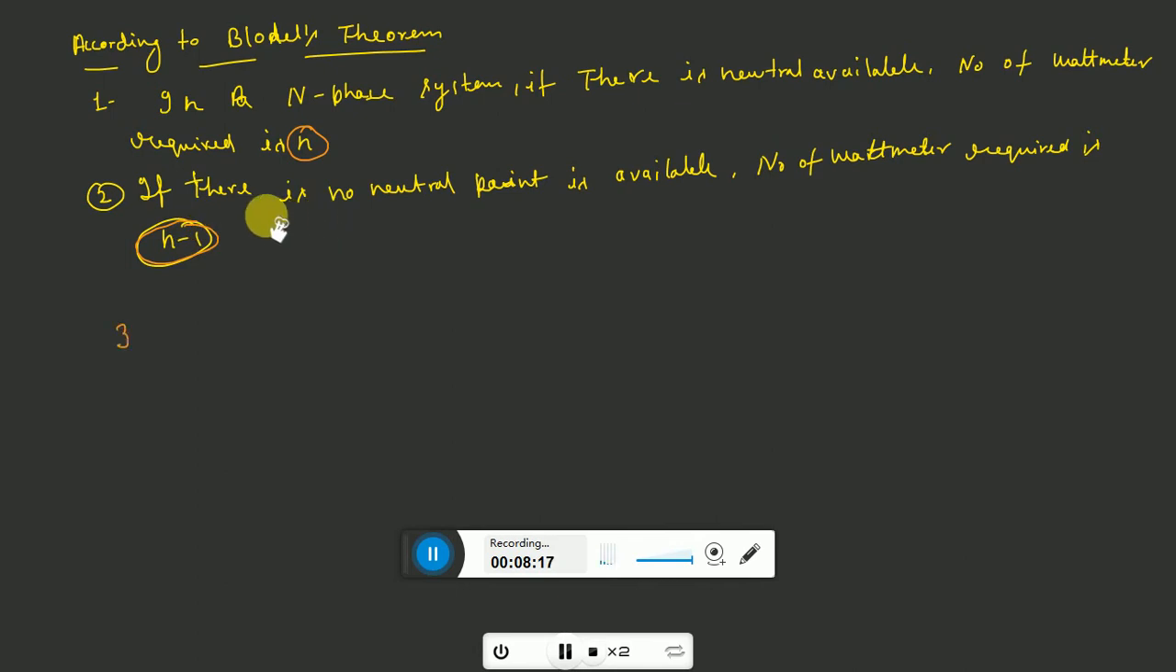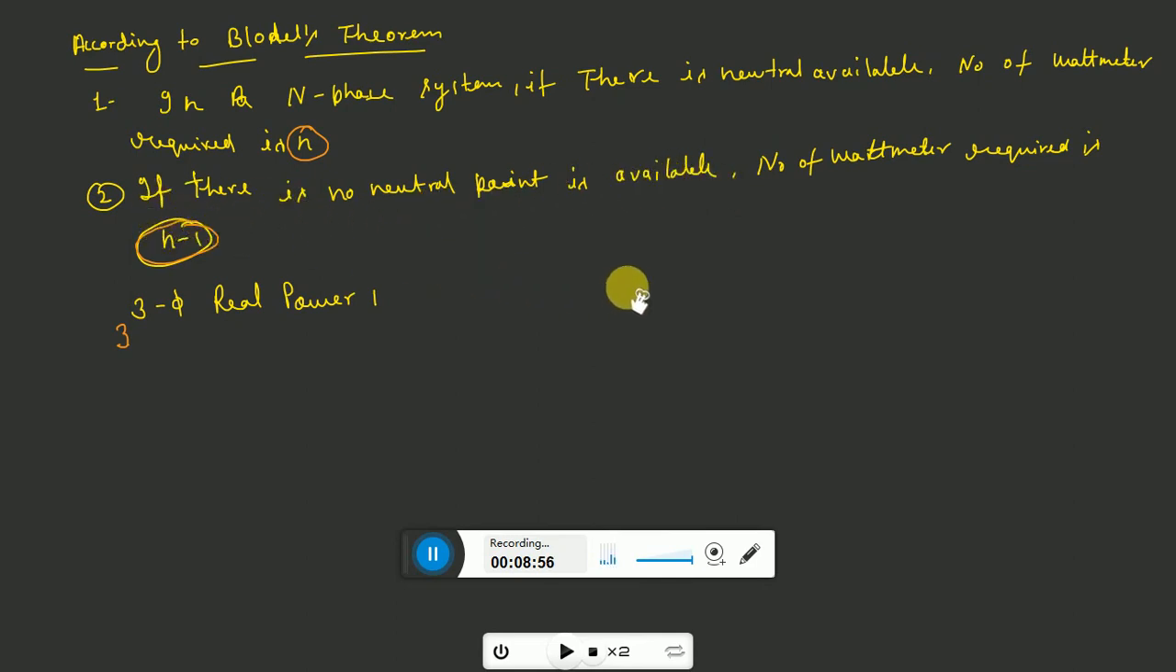So there is no neutral point available. If there is no neutral point available, then the number of wattmeters required is n minus 1. Suppose this is your n-phase system, say a 3-wire system, and neutral is unavailable. In this case we calculate the power with the help of n minus 1 wattmeters.